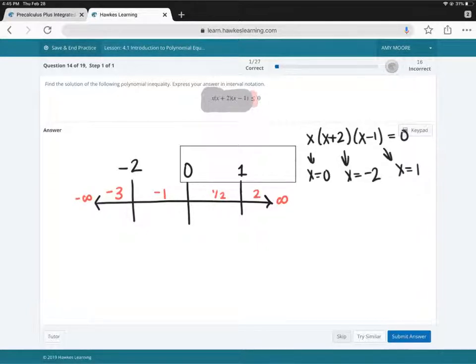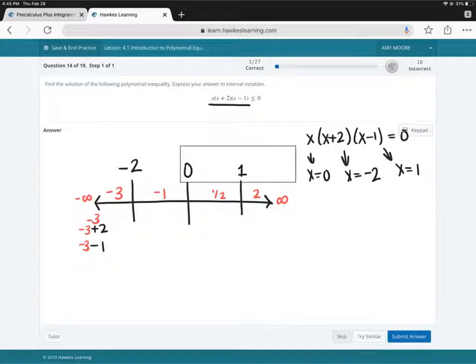Now what I'm going to do with each interval is plug the test value into the actual equation and see what the sign is. Again, all I care about is positive or negative. It's a sign chart. I don't necessarily care about the value. So I'm plugging into the expression x, x plus 2, and x minus 1. I'm plugging in not x, but my test value, negative 3. Everywhere there was an x, I'm going to replace it with a negative 3.